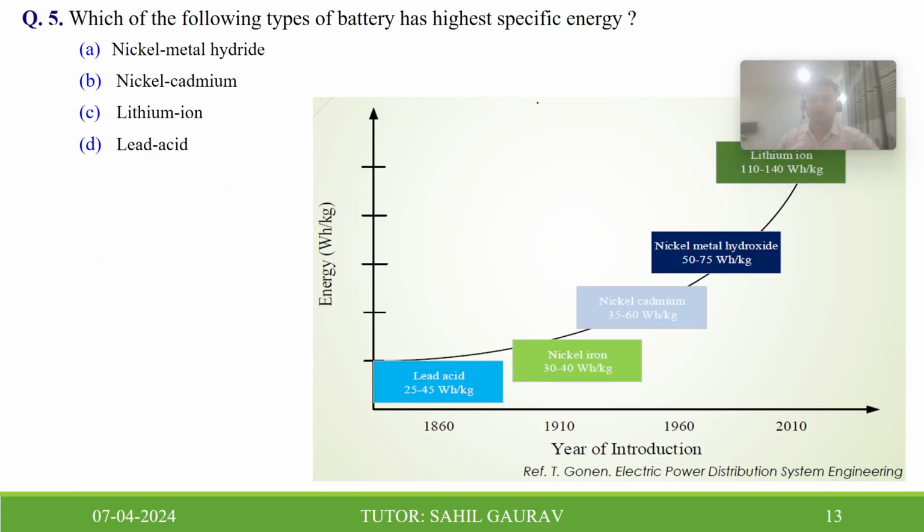Now, coming to the fifth problem. In this problem, you have to tell which of the following types of battery has the highest specific energy. The options are nickel metal hydride, nickel cadmium, lithium ion, lead acid. So this is a theoretical type. You can easily give the answer, I hope.